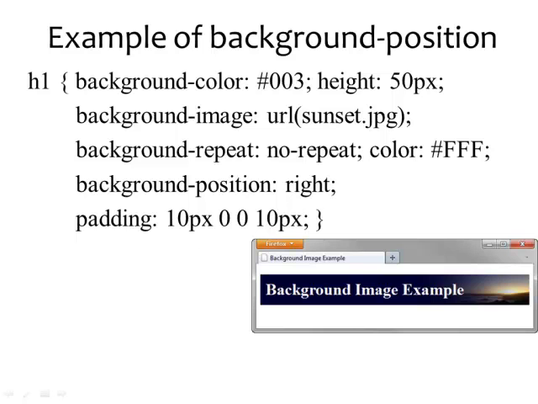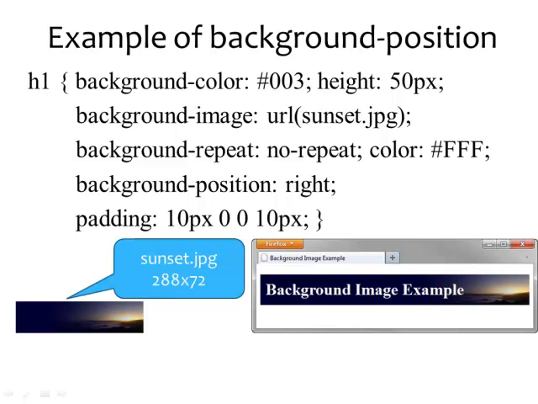Here's an example of setting the background position property to the value right. The styles for the H1 selector include a dark blue background color and a white text color. The 228 pixel by 72 pixel sunset.jpg image is configured to only display once, with background repeat set to no repeat. Notice how the image was created to fade to the same dark blue color that we're using as the H1 element's background color. The height property is set to 50 pixels. The padding property configures the text placement within the H1 element.